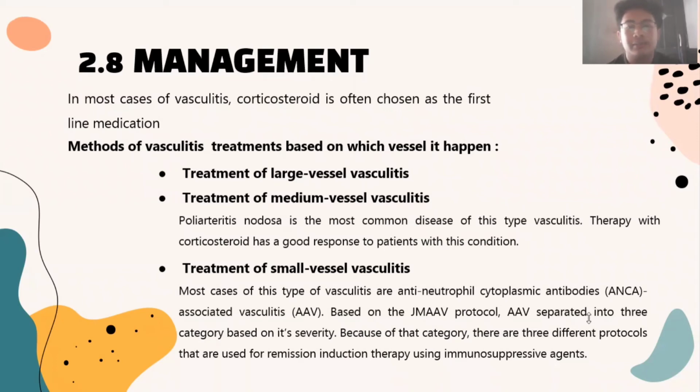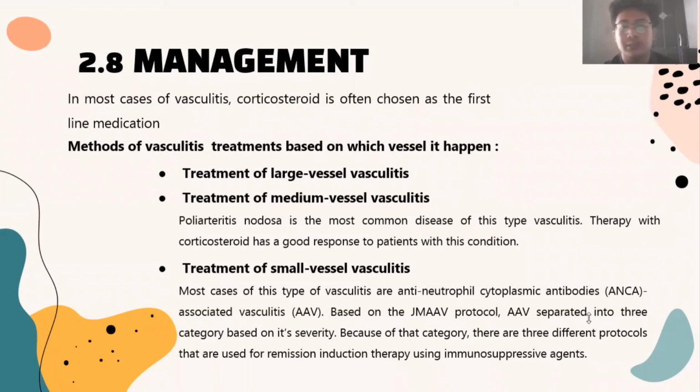The management. Usage of immunosuppressant is important and it must be used as soon as possible to reduce the inflammation. This is because the progression of vasculitis can cause irreversible organ failure. In most cases of vasculitis, corticosteroid is often chosen as the first-line medication. Here are the methods of vasculitis treatment based on which vessel it happens in.